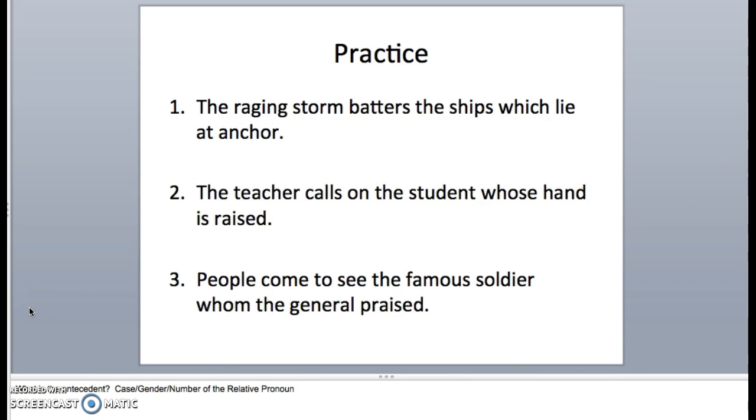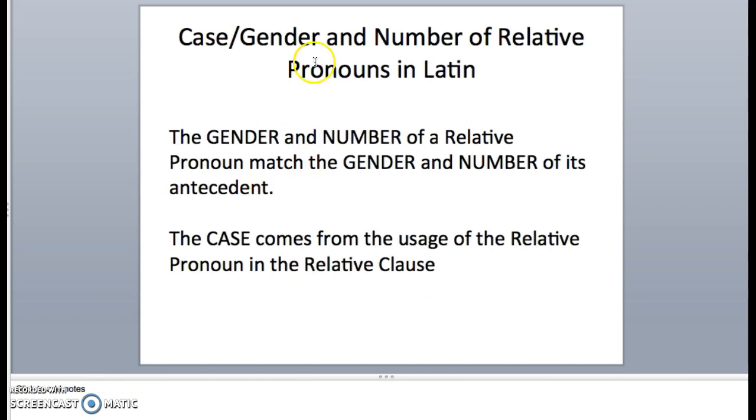So now, let's think about how can we take these relative pronouns in English and convert them to relative pronouns in Latin. And in order to do that, we need to decide, well, what is the gender, number, and case of these relative pronouns going to be? And so let's take a look at the rule here. So, in Latin, the gender and number of a relative pronoun match the gender and number of the antecedent, which makes sense because if I say the women who walk into town, it makes sense that who would have to be feminine and plural to match with the plural and feminine women of the antecedent.